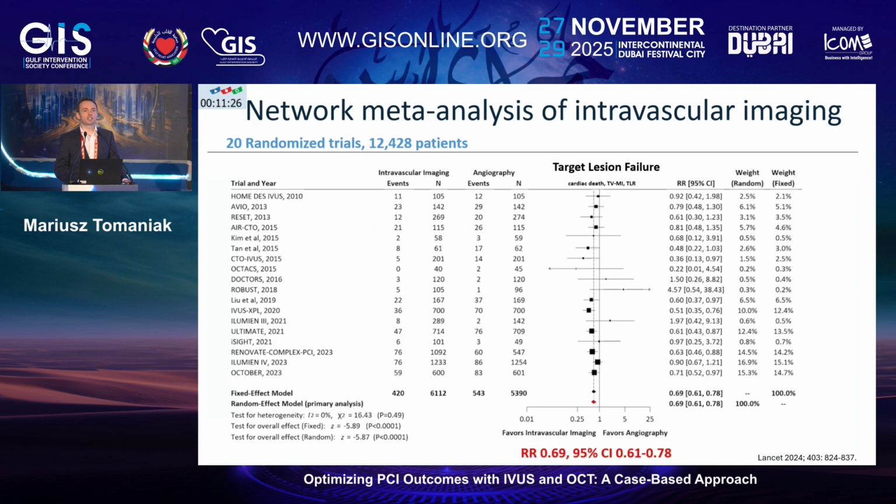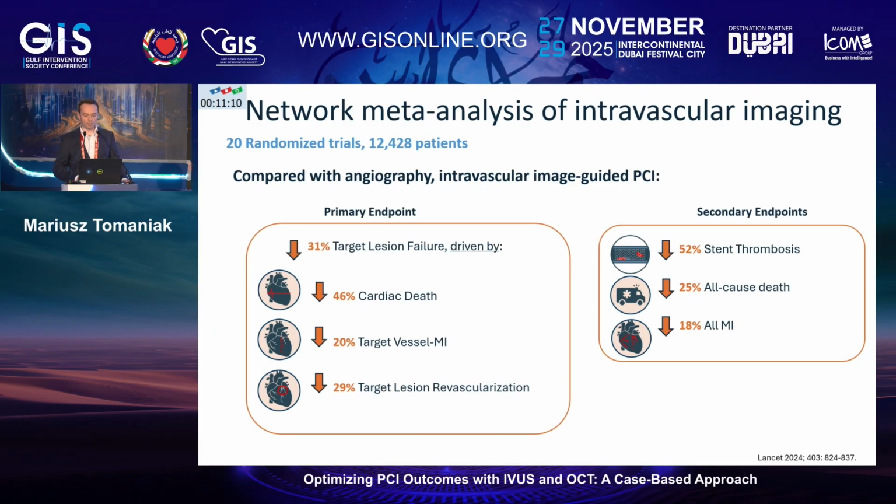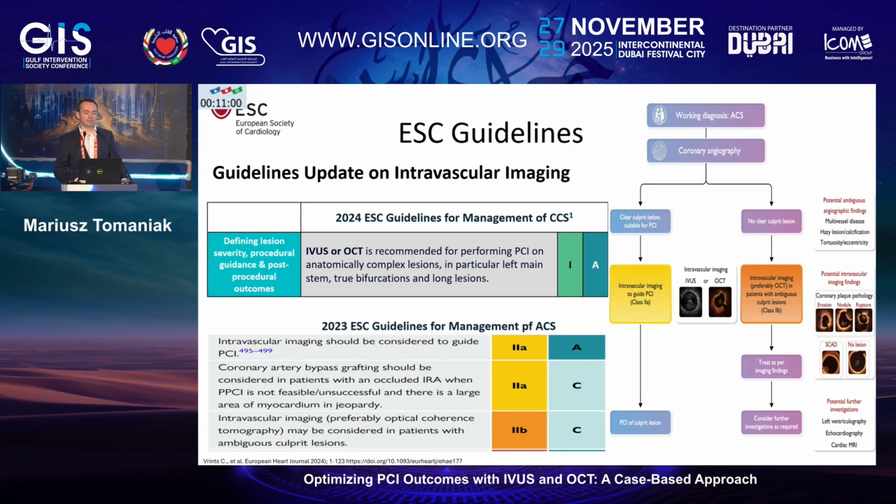There are several features that we have to look at while doing PCI that can be visualized using intravascular imaging, and both IVUS and OCT-based studies have shown that PCI guidance with intravascular imaging can improve clinical outcomes, including the majority also of hard clinical endpoints, such as cardiac death and all-cause death. This data translated into an upgrade of the societal guidelines recommendations for intravascular imaging guided PCI.